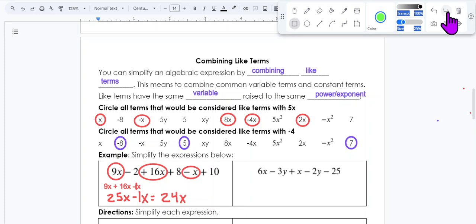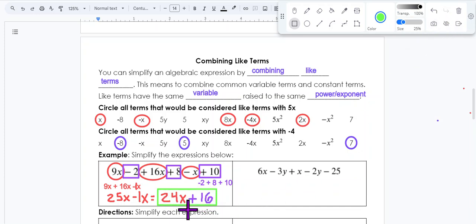So now I have to do my constant terms, my terms without variables. So let's see here. I have a negative 2, I have a plus 8, and I have a plus 10, right? So I do the same thing. I just add and subtract all my constant terms. So I'm going to do negative 2 plus 8 plus 10. So negative 2 plus 8 is 6. 6 plus 10 is 16. So I'm going to have plus 16. And that right there is my final answer.